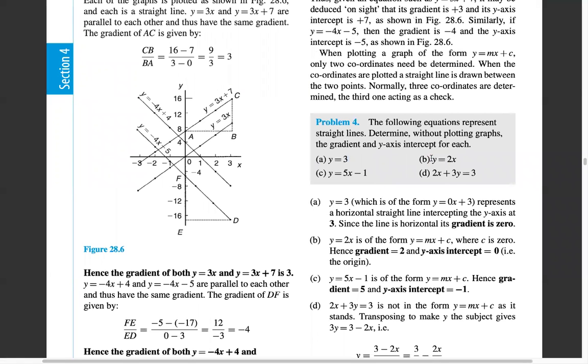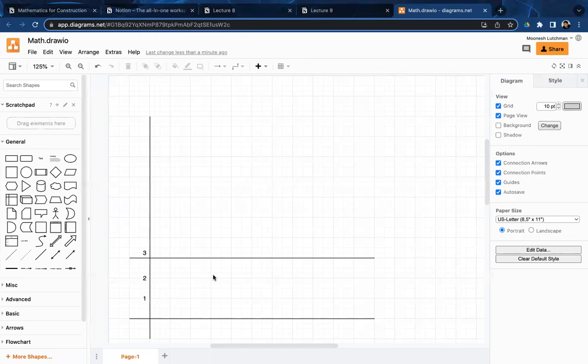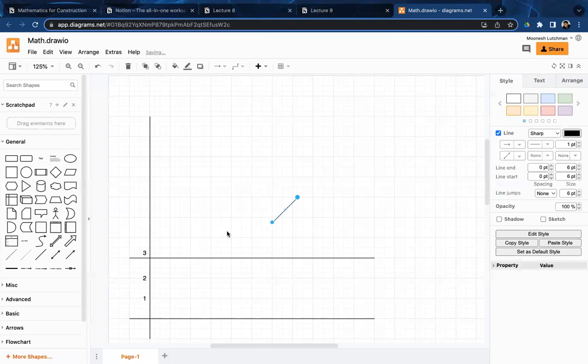Let's look at this example, y equals 2x. We try to compare it with the equation of a straight line. If y equals mx plus c, 2 is clearly m and c is 0. So this is the form y equals mx plus c, where m is 2 and c is 0. So it passes through the origin and has a gradient of 2. So we could probably draw a line like that, right?